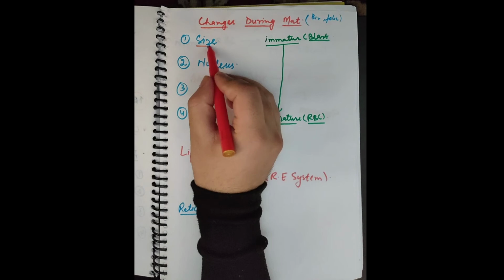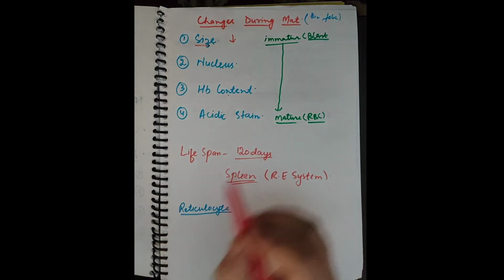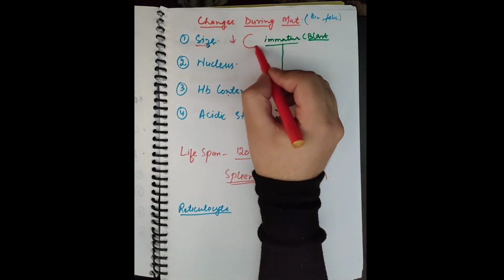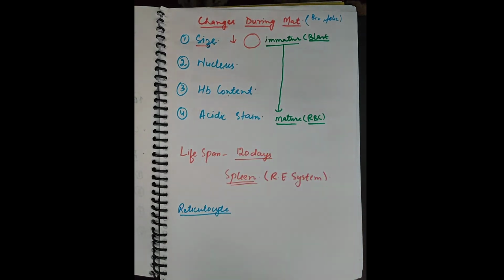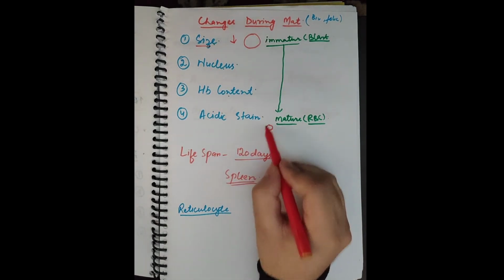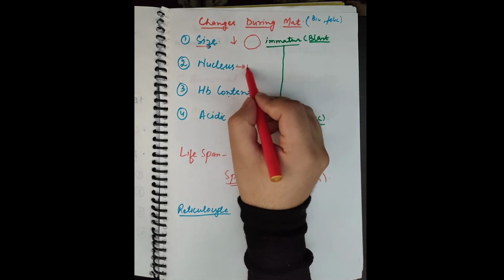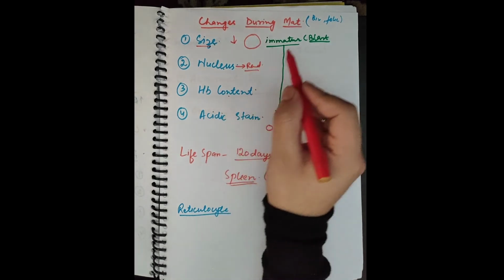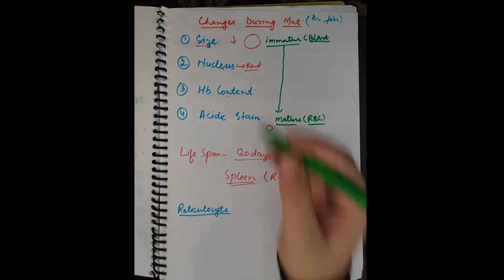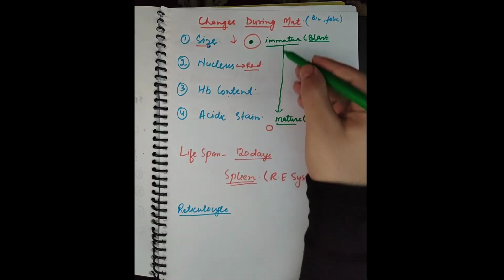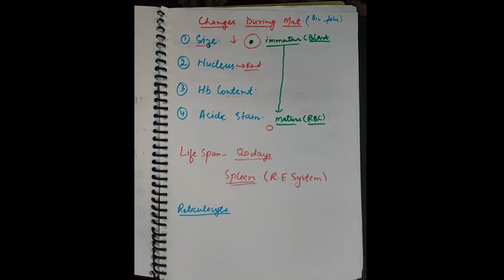If we talk about the size, it continuously decreases. The immature cell has a larger size, and the mature cell has a smaller size. So this is the first very important thing. So as the RBC matures, size decreases. The nucleus is progressively removed. In the immature RBC, the nucleus will be present, but as it matures, the nucleus is disintegrated and absent. So progressively the nucleus is lost.